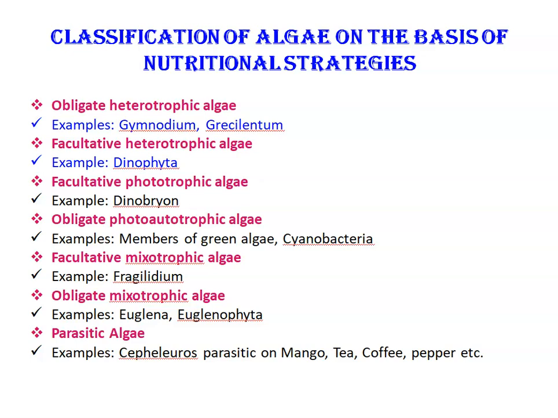Next type is parasitic algae. Parasitic algae are grown parasitically on various plants and animals. For example, Cephaleuros is a parasitic alga. It's parasitic on mango, tea, coffee, pepper, etc.